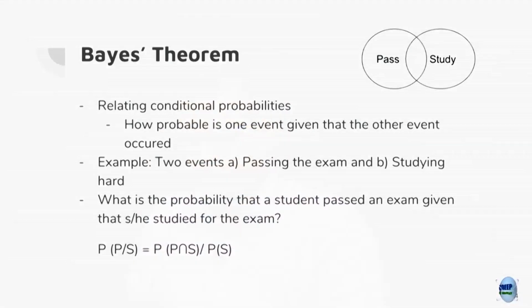We are not talking about independent events. Pass and study are dependent: if you study, you will pass. This dependency is shown by the intersection in the figure, the intersection of pass and study. If there is no intersection, the events are independent. So event A is passing the exam, and event B is studying hard. What is the probability that a student passed an exam given that she studied for the exam?